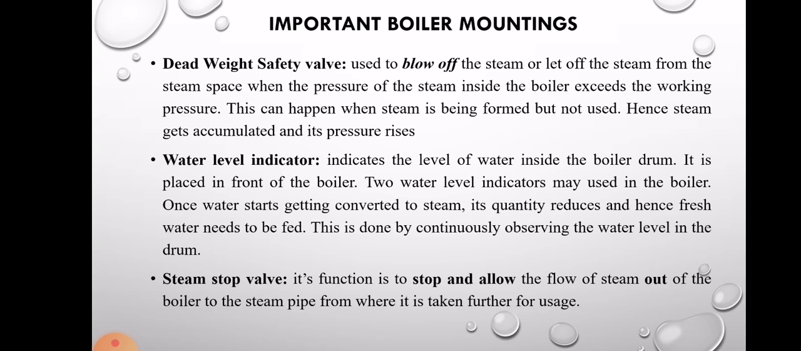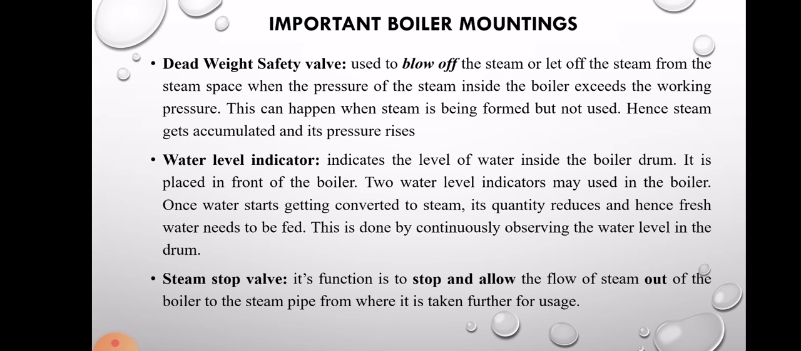Some of them which are enlisted are, the first one, the dead weight safety valve, which I just showed in the previous slide. This is used to blow off the steam from the steam space when the pressure of the steam inside the boiler exceeds the working pressure. If steam is continuously formed and not used anywhere, then it starts getting accumulated and the pressure rises. Once the pressure goes beyond a certain pre-decided value, this valve comes into action, gets lifted, and the pressure of the steam is released.